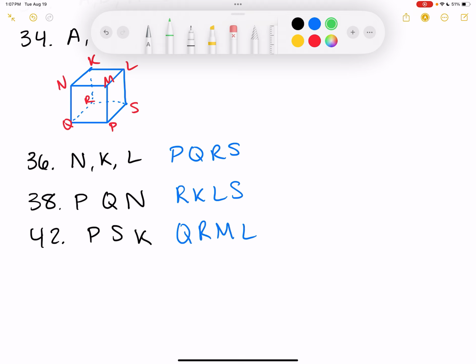So this is another one where they drew the plane down through here like this. And so that was what we had to look at as the opposite of that.